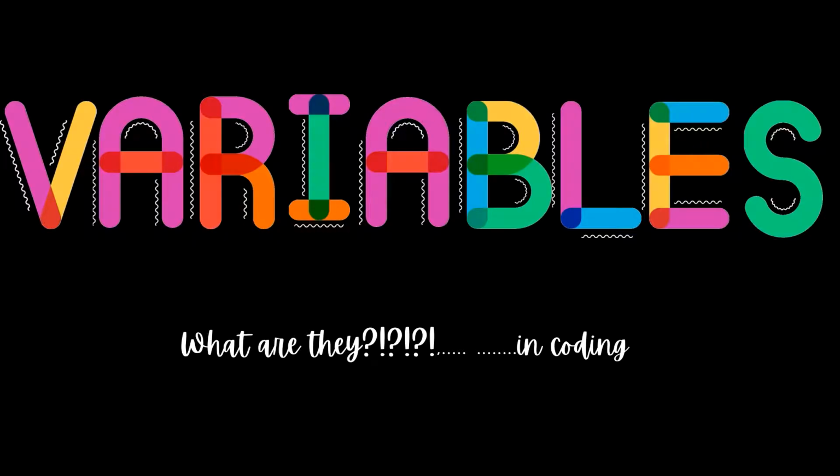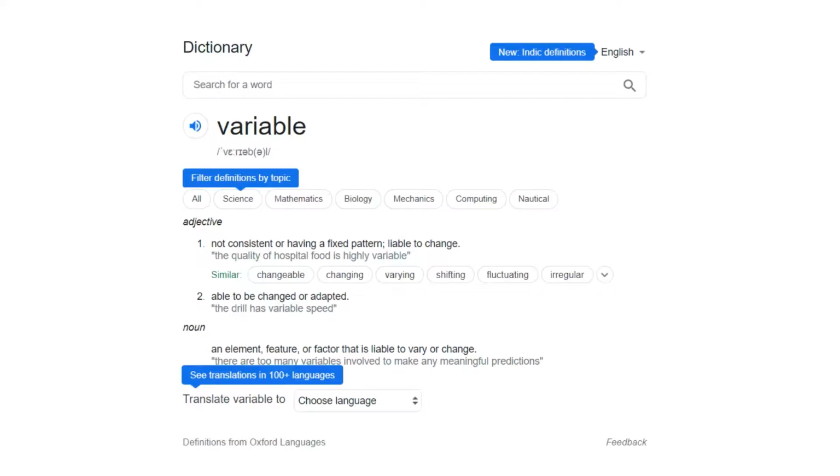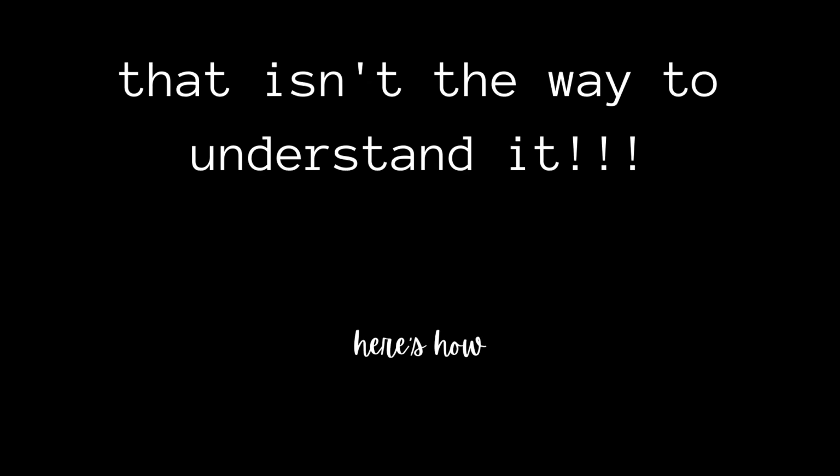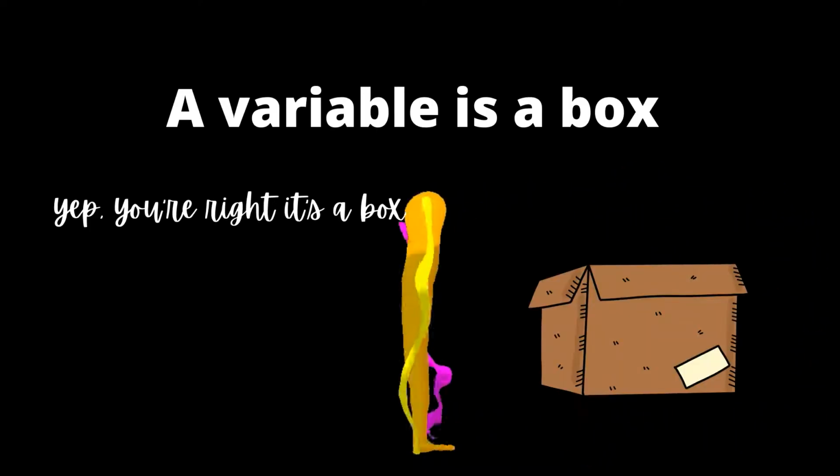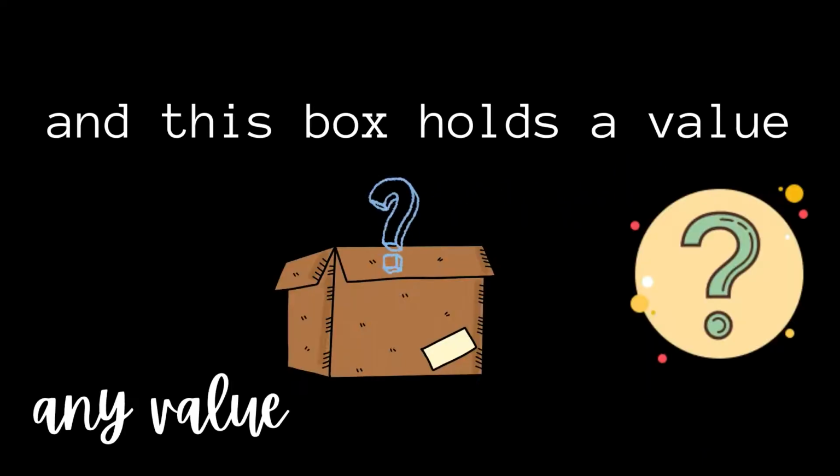So, what are variables in coding? Let's just look it up. I don't want to understand it in that way. So, let's think of variables. Think of a variable as a box. Yes, you heard me, a box. Now, this box holds a value. It can be anything, okay? Anything, though there are some restrictions. I will come to that.